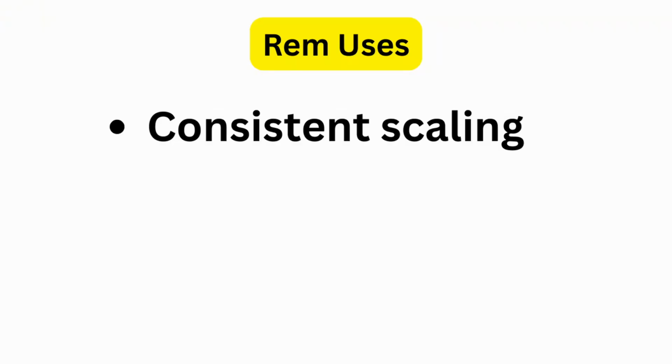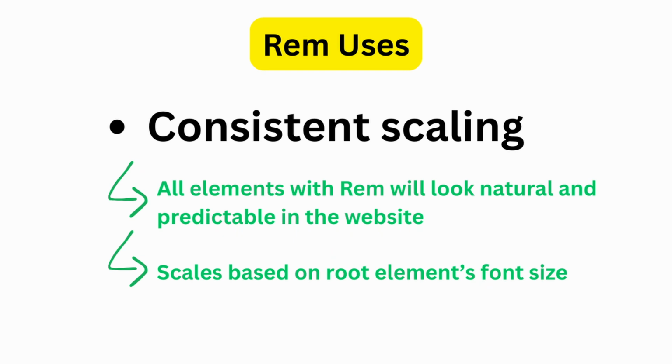REM is useful for anything that you need consistent scaling for, meaning that elements like text, buttons, and images resize in a way that feels natural and predictable across different screen sizes and devices. So the whole site will look balanced no matter what device or zoom level the user is on. All the units so far are based on the font size of the parent element or the root element. So now let's move on to the units that scale based on the actual size of the parent elements.